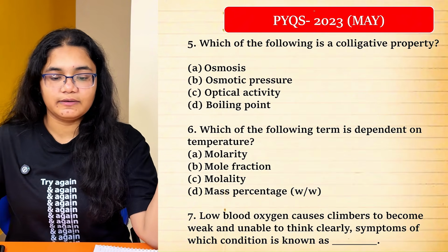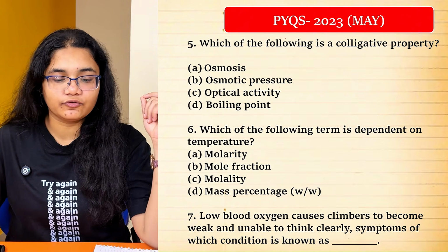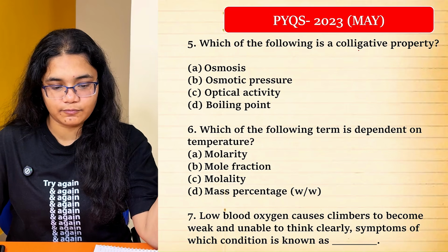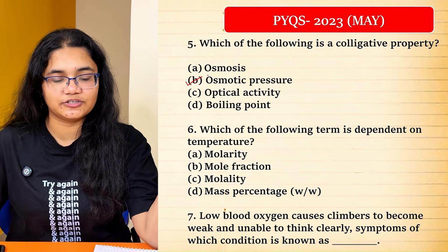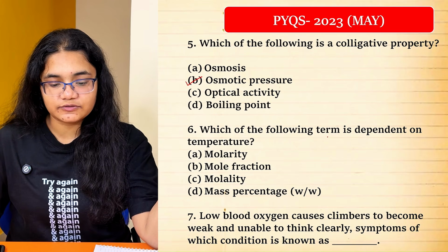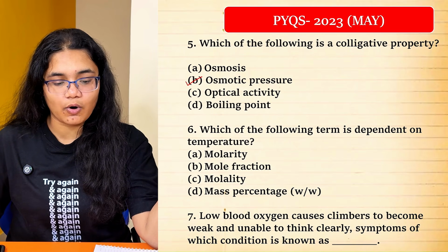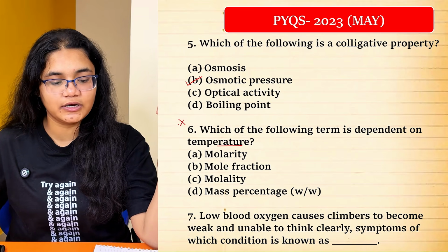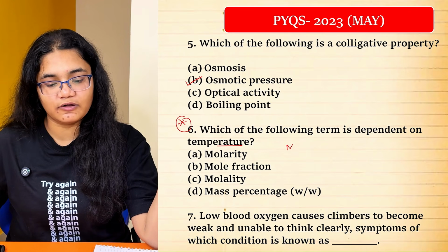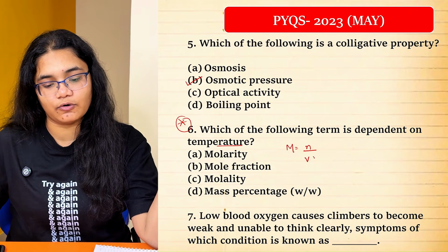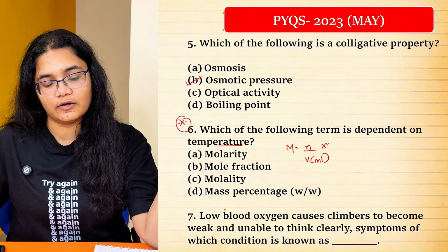Now next question, we'll move to the May 2023 paper. Which of the following is a colligative property? So you can see osmotic pressure is a colligative property. Next, which of the following terms is dependent on temperature? This is a very important question. Molarity, if you see, what's the formula of molarity? It is number of moles by volume in ml into 1000.